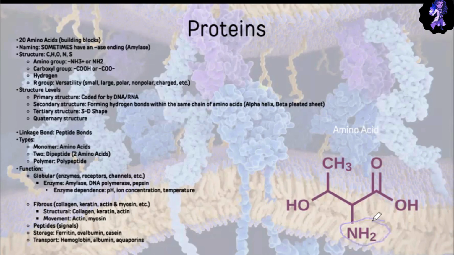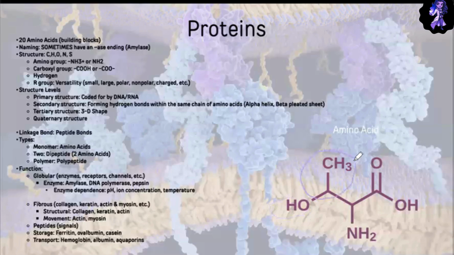So an amino group is a functional group, and that functional group is associated with an NH2 or an NH3. There is oftentimes a carboxyl group, so that's something like COOH. So that's something like this part right here. There's usually a hydrogen or a hydroxyl that's usually associated with it, and then some sort of R group.